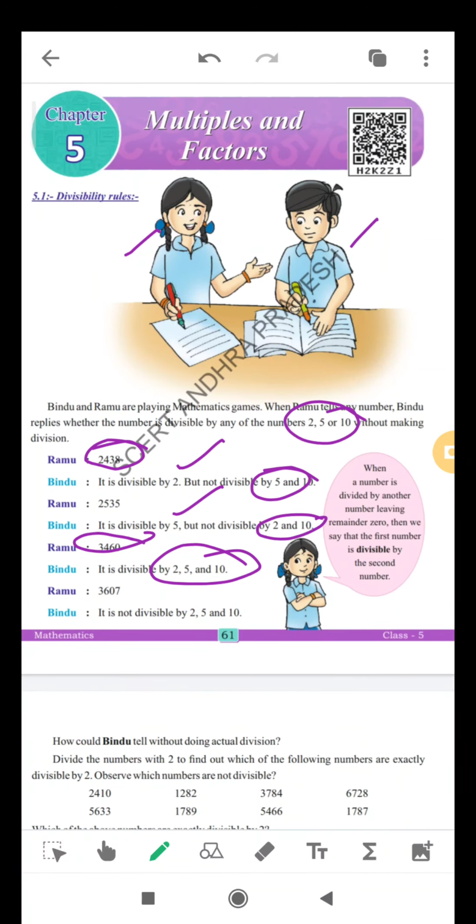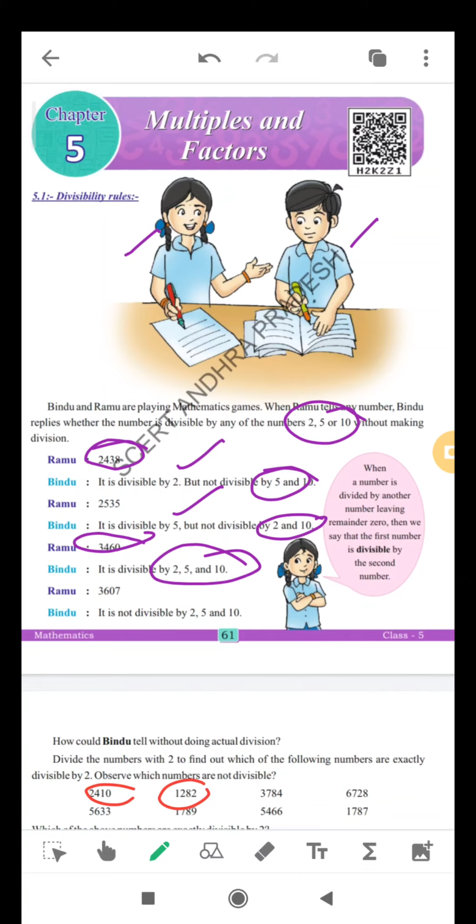Now that way is done. Now here downside are given some numbers, you can just see: 2410, 1238, these numbers are given. Observe these numbers. Okay, so how could Bindu tell without doing actual division? How could she tell that it is divisible by 2, it is divisible by 5, it is divisible by 10, like that. Divide the numbers with 2 to find out which of the following numbers are exactly divisible by 2. Observe the numbers which are not divisible. So you can observe these, 2410, 1241, 282, 347, by dividing with 2 and see what pattern we are going to get here.